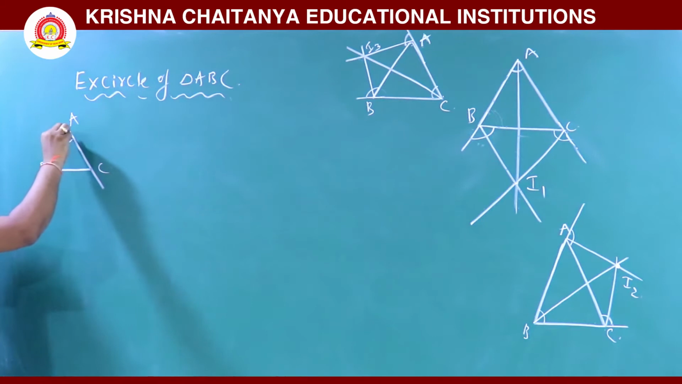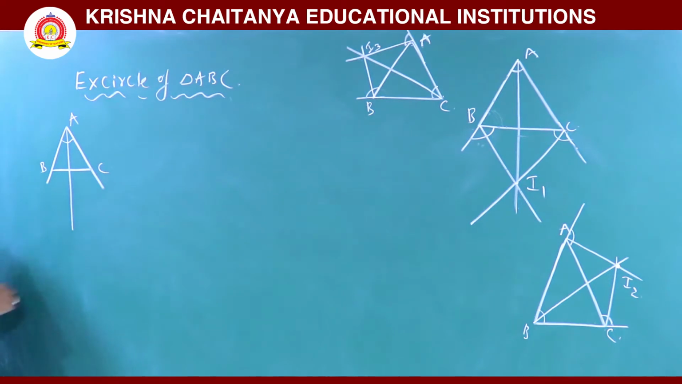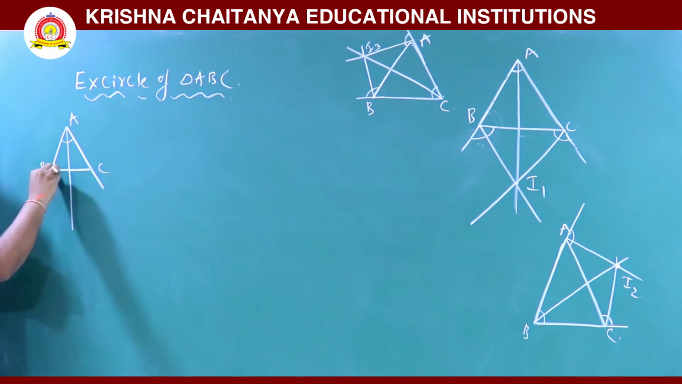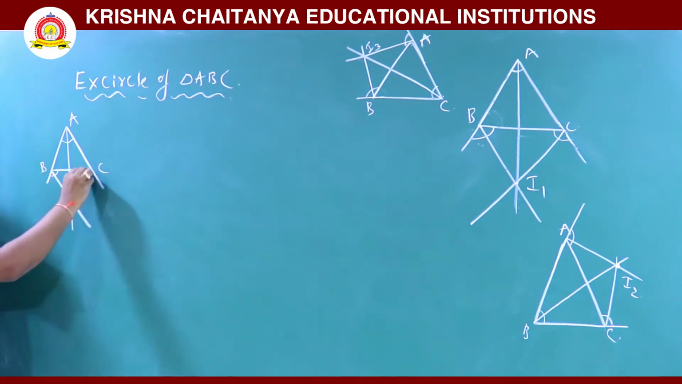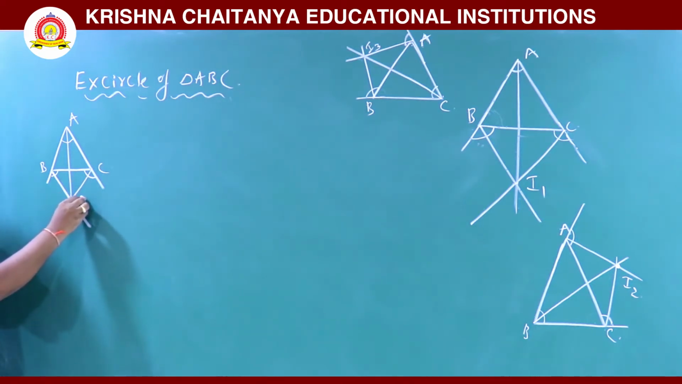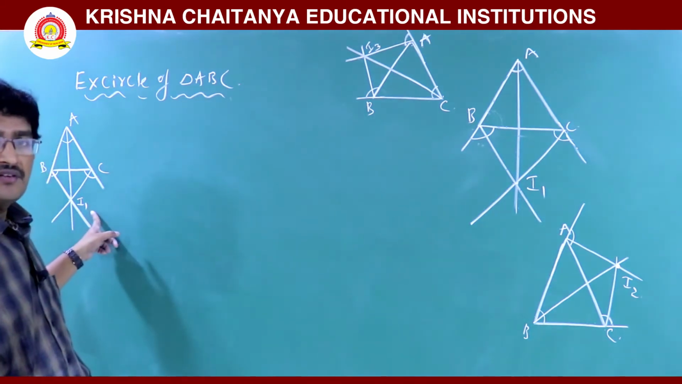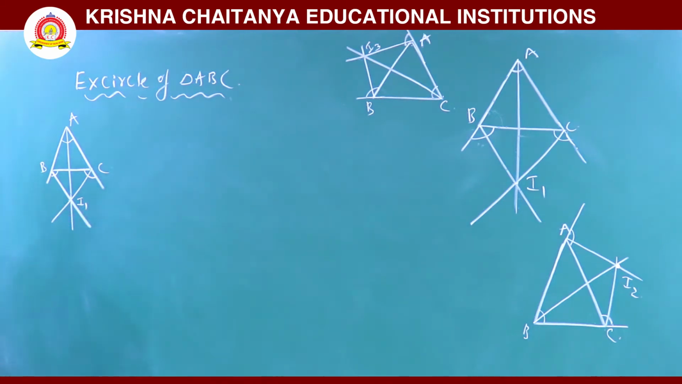This is the internal angle of A. This is the bisector of the internal angle, so this is the internal angular bisector of A. This is the external angular bisector of B. This is the external angular bisector of C. Those three lines are concurrent at this point, and that point of concurrency is denoted with I1. This is the excenter opposite to vertex A.